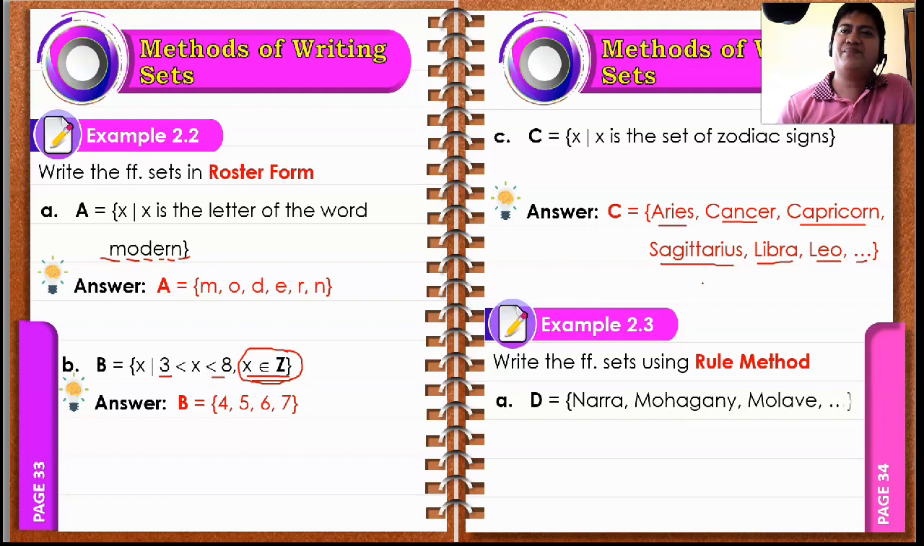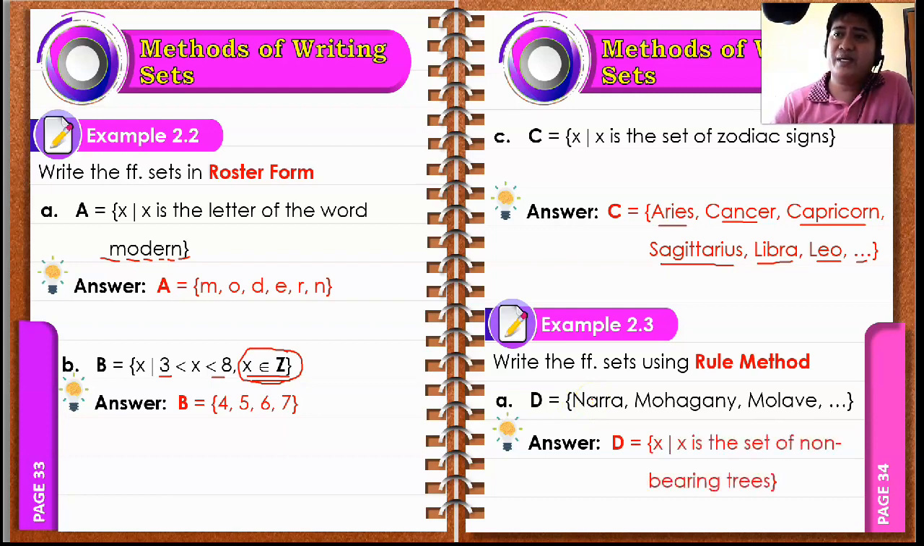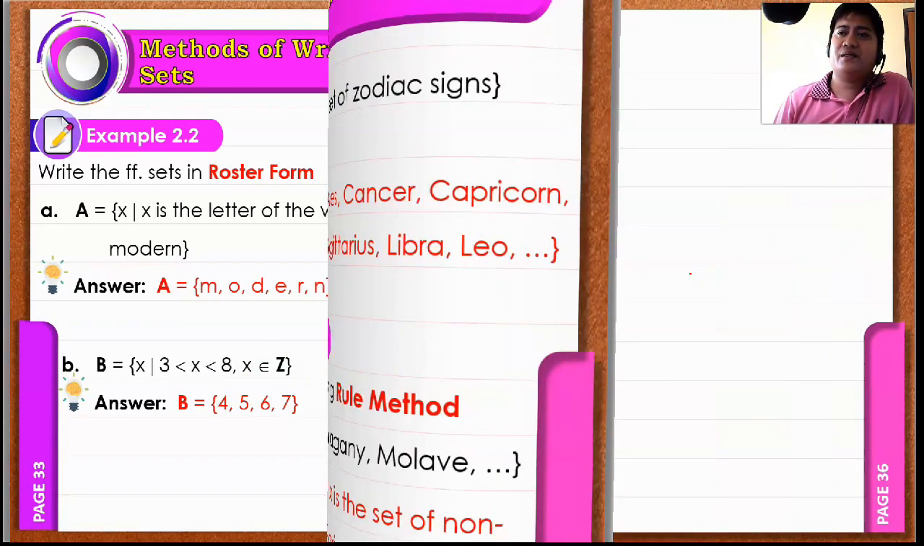Okay, now let's have another example. This time, write the following sets using the rule method. Narra, mahogany, mulawin. So these are trees. When we say a set of trees, there are many trees, so what could be included here? These are an example of a set of non-bearing trees, yung wala pong bunga at hindi po natin siya makakain. Okay? Another example.